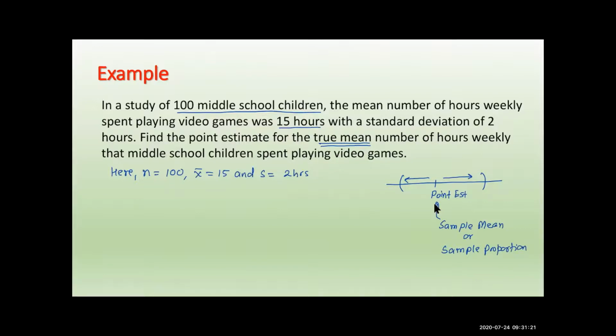When I say sample mean, it is X bar. And when I say sample proportion, it is P hat. So whenever we are talking about the point estimate in any problem, it is nothing but the sample mean or the sample proportion. So this implies the point estimate in this case is the mean, which is equal to 15 hours. 15 hours is the point estimate.